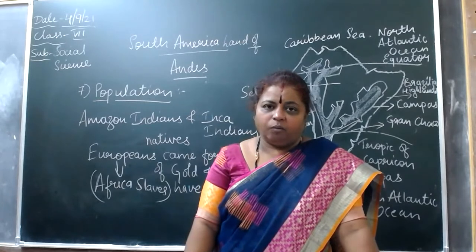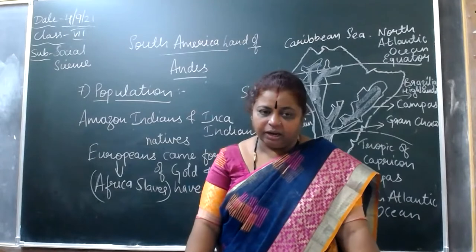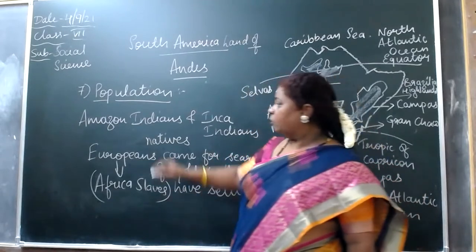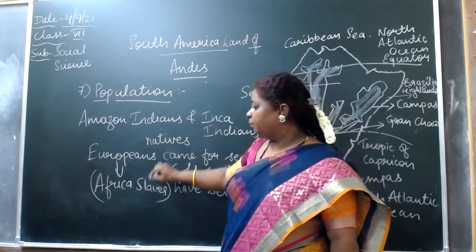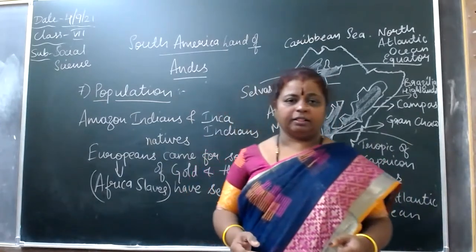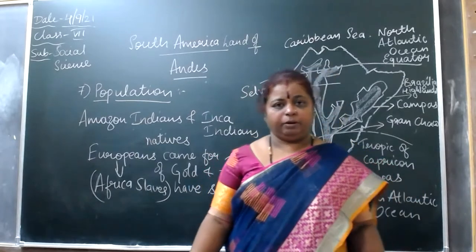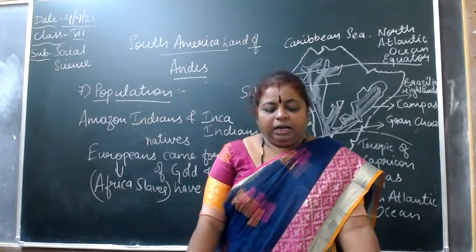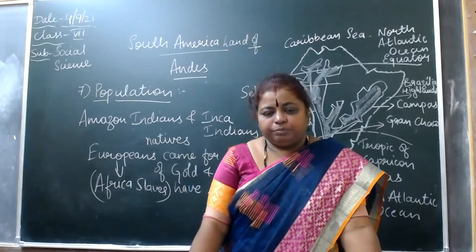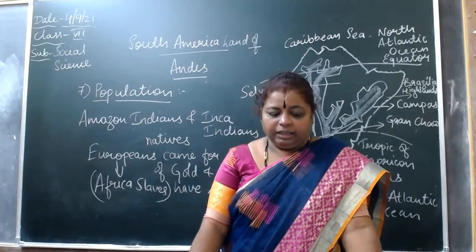So later on, what happened? Why are they called mixed racial groups? Because Amazon Indians, Inca Indians, Europeans, and Africans intermarried together. So they are called mixed race people over there. The intermarriage of these groups formed the mixed race.